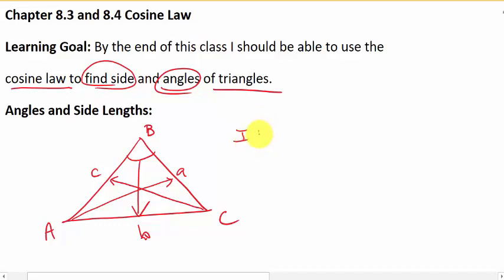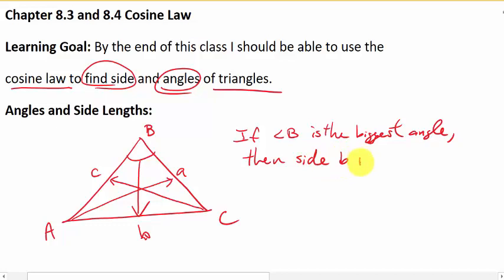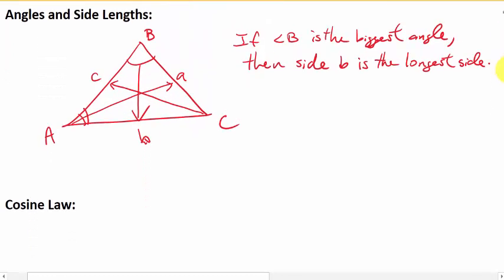So let me just write, if angle B is the biggest angle, then side B is the longest side. So similarly, if angle A is the smallest, then side A will be the smallest. Alright, so something that we should know.